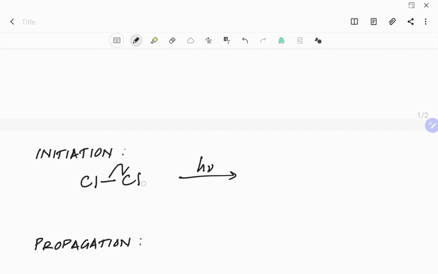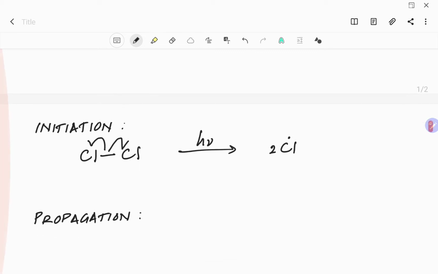Once sunlight is exposed to chlorine gas, the bond between chlorine and chlorine, Cl2, will break symmetrically, which means you have 2 electrons shared between the 2 chlorine atoms. This symmetric bond cleavage takes 1 electron and gives it to this chlorine, and the other electron goes to the other chlorine. This symmetric bond breaking forms 2 chlorine radicals.